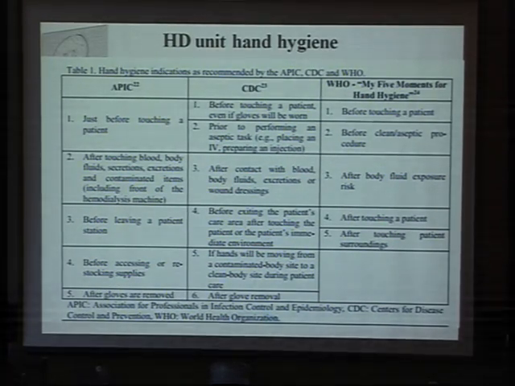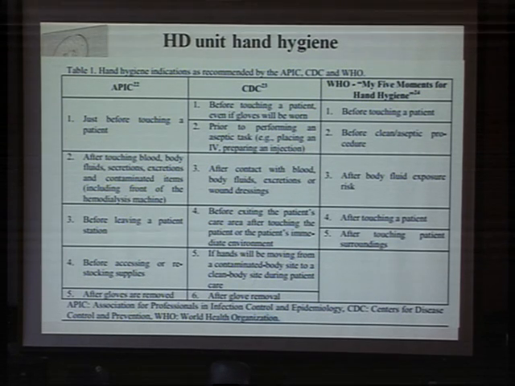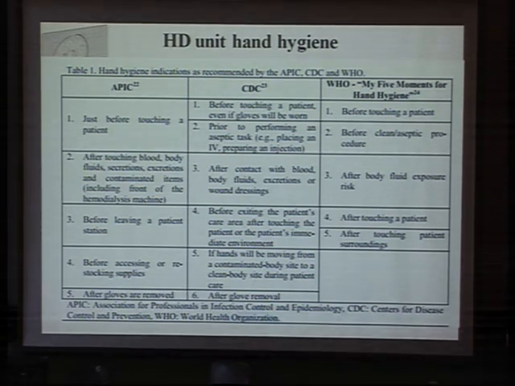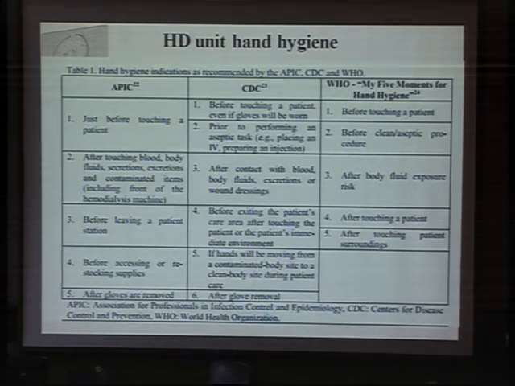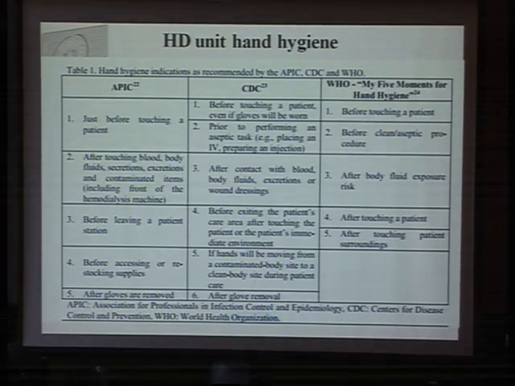Our big book to be followed for infection control is from APIC, the Association of Professional Infection Control, and the CDC and WHO. They put this nice table for hand hygiene, and look, there is a little bit of difference. For WHO, there are 5 steps, but CDC and APIC mention 6 steps. The last one is that after gloves are removed, we should do hand hygiene.